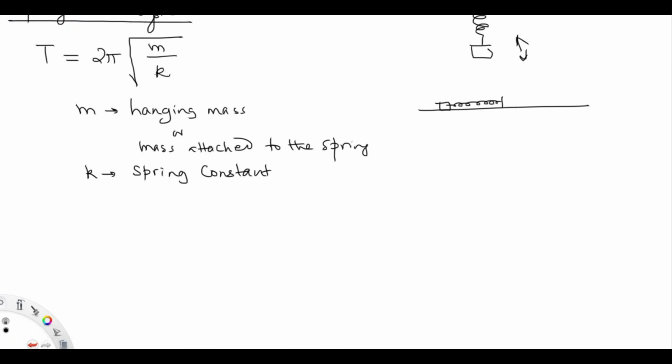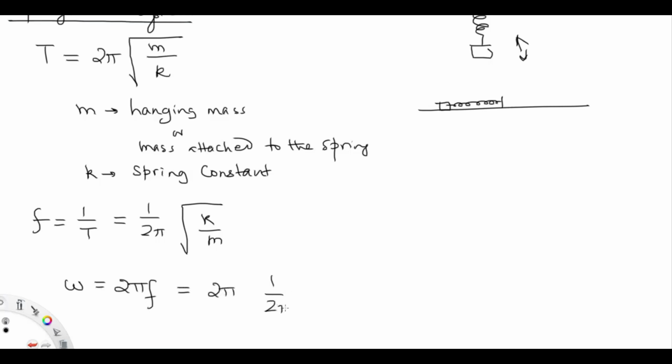This formula gives us the time period of the spring mass system. If I want to find the frequency from that, I can just use 1 over capital T, the reciprocal, so f equals 1 over 2 pi square root of k over m. And if I want to find omega, the angular frequency, it's 2 pi f, which is 2 pi times 1 over 2 pi square root of k over m. Canceling 2 pi and 2 pi, omega equals square root of k over m.